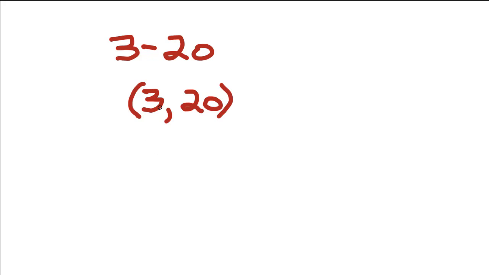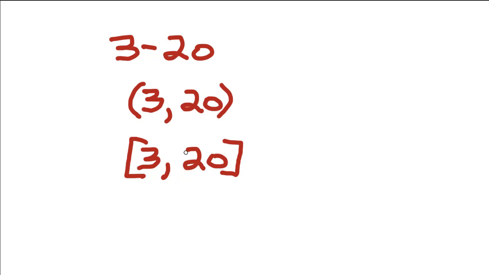Now, if I wanted to include the number 3, I would use a bracket like this. And then on the other end, if I want to include the number 20, I would use another bracket like that. That says all the numbers between 3 and 20, including 3 and 20. So numbers like 5 and 7, even fractions like 4.5 or 7.5 would all be included. In fact, every real number from 3 to 20, including 3 and 20, would be included in this case.